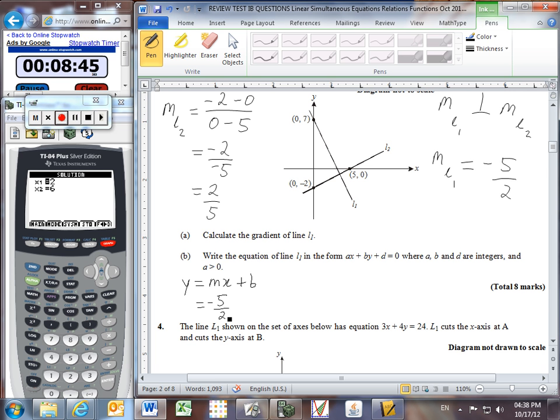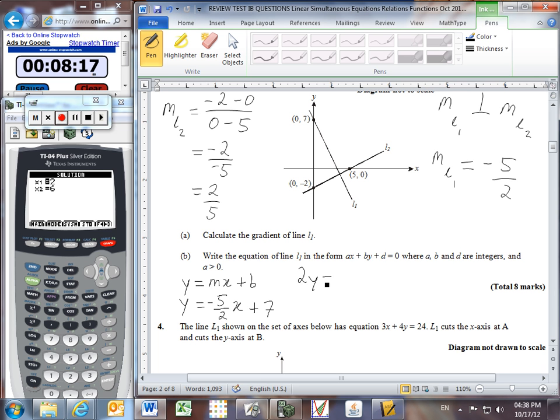We've been given the y-intercept, so we can immediately see what the b value is. It's going to be +7. So we just need to convert this form of the linear equation into the required standard form, where A, B, and D are integers. If they're going to be integers, I have to multiply this equation through by something to get rid of this fraction. Let's multiply it through by 2.